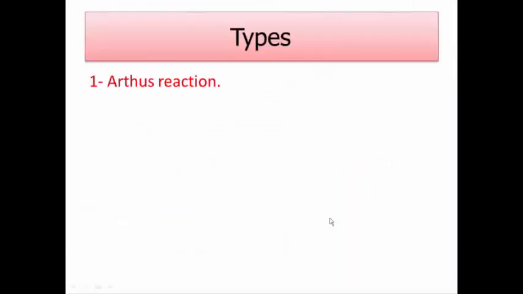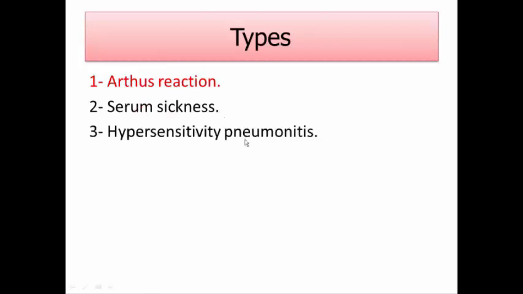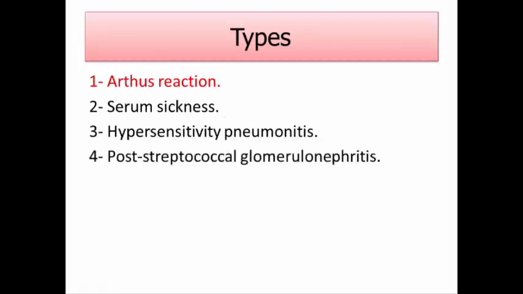Let's move to the types. We have Arthus reaction, your case. Arthus reaction is a localized form. Serum sickness is a generalized and severe form of this disease. We have hypersensitivity pneumonitis. We have post-streptococcal glomerulonephritis, which occurs after infection by streptococci, and the autoimmune diseases like rheumatoid arthritis and systemic lupus erythematosus.